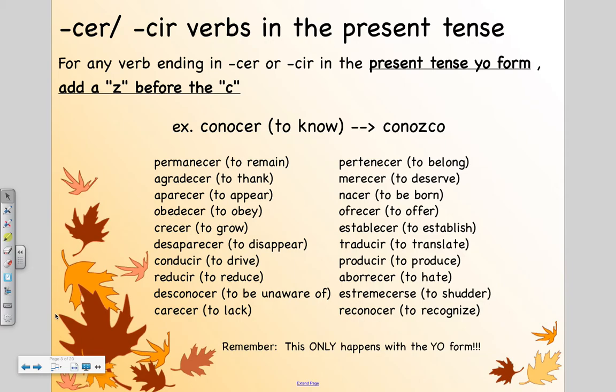You don't use it often because really, who's capable of saying I am being born at the moment in which they're being born? Not highly used. But you do have a list in front of you of a bunch of verbs that all follow this rule. And these will also be on Quizlet, listed as CER/CIR verbs in the present tense that change to ZCO. And you do need to know what they mean and be familiar with them. And again, it only happens in the yo form.